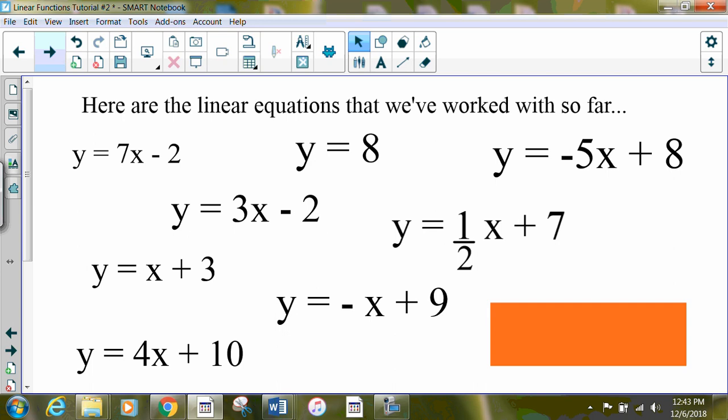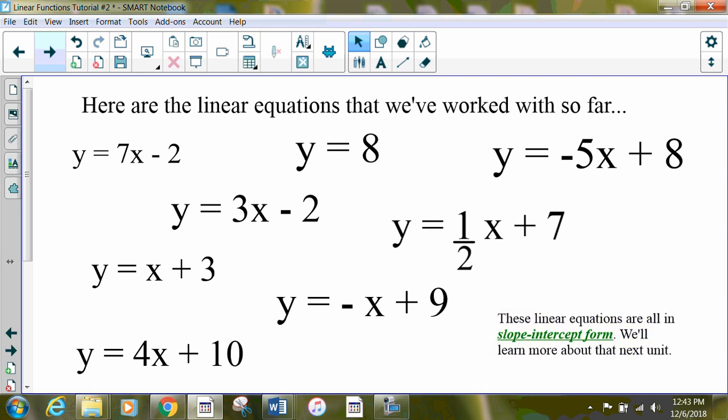All right, so here are the linear equations that we've worked with so far. All of these equations are in slope-intercept form, and you don't have to know that term right now. Just start to notice that these equations look similar. It's always y equals, there's an x, there's a number, sometimes there's not. But these are a representation of what linear equations look like.